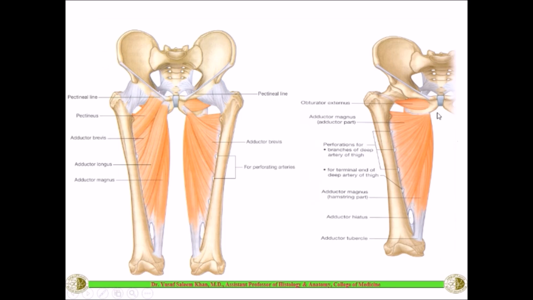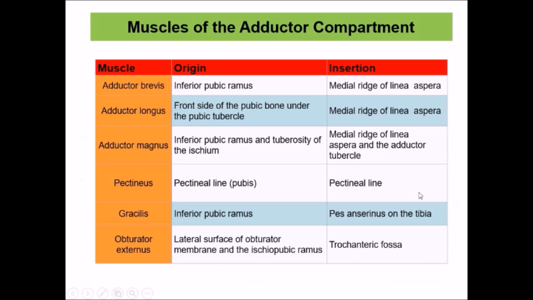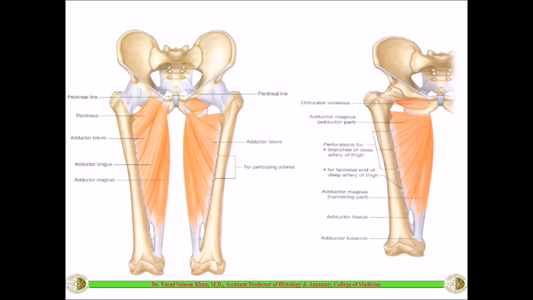As the name indicates, it is a huge, big muscle, and it has a very big insertion. So this muscle will be taking origin from the inferior pubic ramus as well as the tuberosity of the ischium. If you see here, this is the inferior pubic ramus. As I said, the pubis has two rami actually. When it is plural, it should be rami. So superior pubic ramus as well as the inferior pubic ramus.